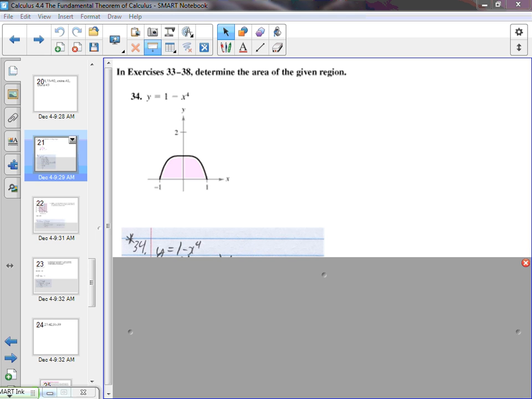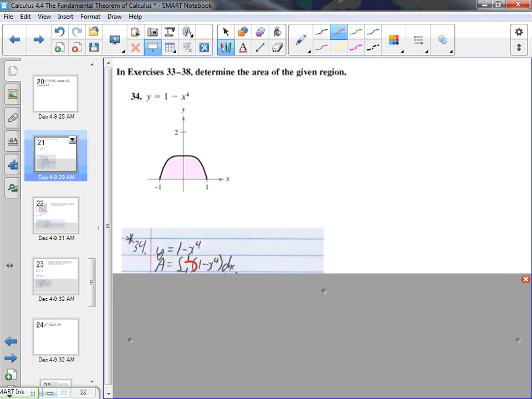So let's write the definite integral that will give us the area of this region. Area equals the integral from a to b, so in this case, from -1 to 1, of f of x, 1 minus x to the 4th, dx. And we can work this integral and we'll get the right answer. We can take the antiderivative, evaluate it for 1, put a minus sign, evaluate it for -1. It'll work.